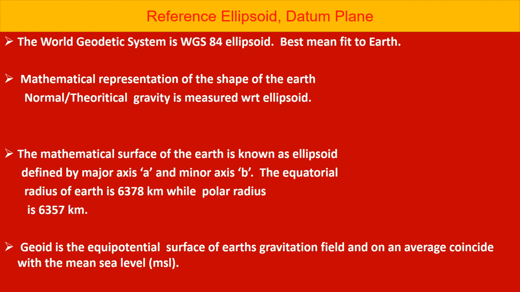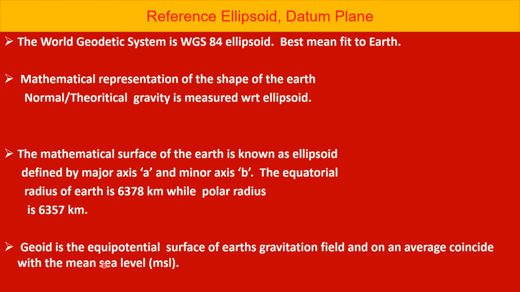Now, before going to the gravitational reduction and gravity anomaly, we have already derived the geoid. Now we should talk about the reference ellipsoid. We had a glimpse of it in my previous slide. It is the theoretical or mathematical surface of the Earth, and the theoretical gravity is measured with respect to this ellipsoid with the major axis A and the minor axis B. In our case, the equatorial radius is 6378 while the polar radius is 6357. So the equatorial radius is more and the polar radius is less.